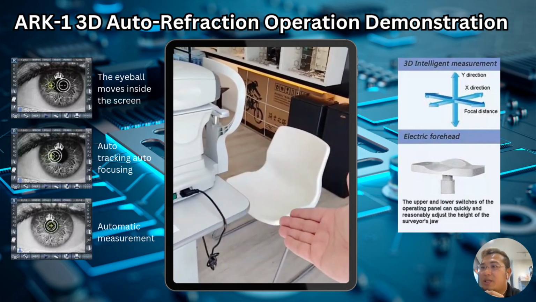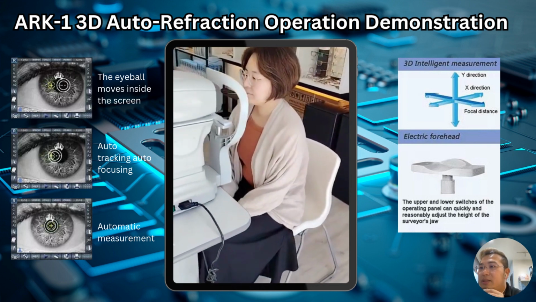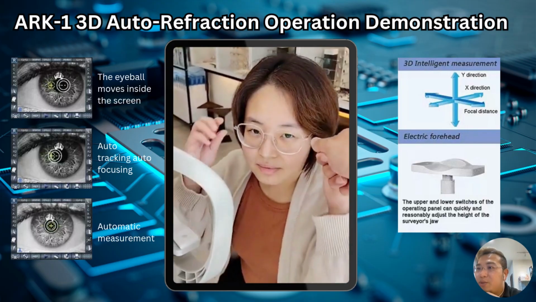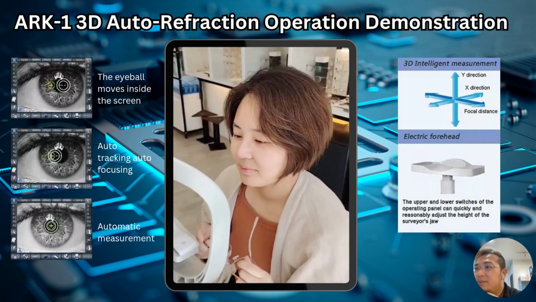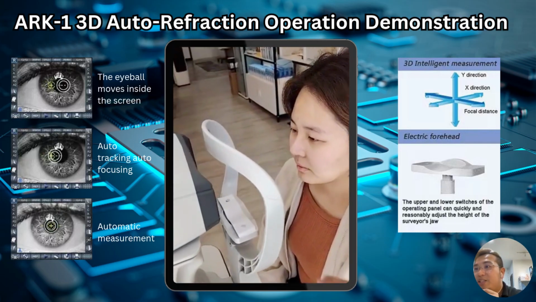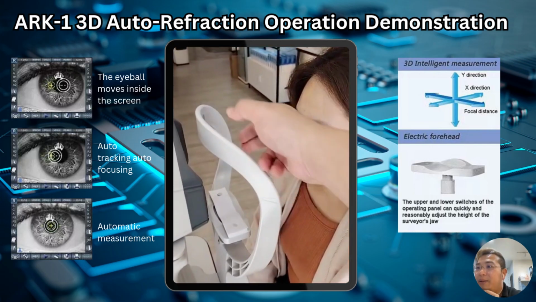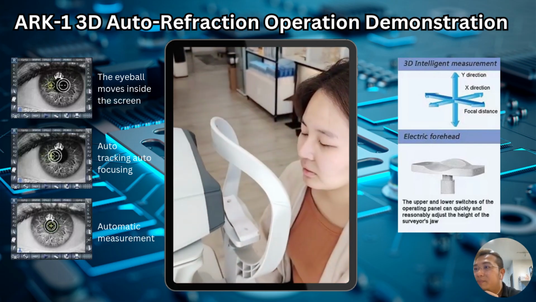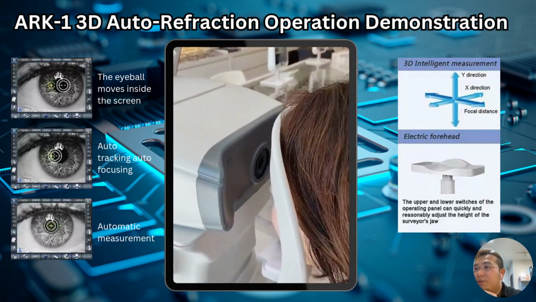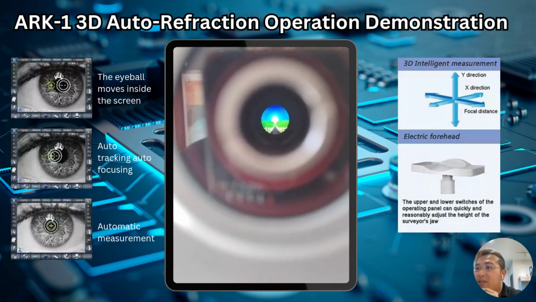Ask the patient to sit comfortably on the examination chair. Remember, you must ask the patient to remove their glasses. Rest their chin on the chin rest and forehead against the headband. And then ask the patient to look straight ahead into the image and try to keep their eyes open.